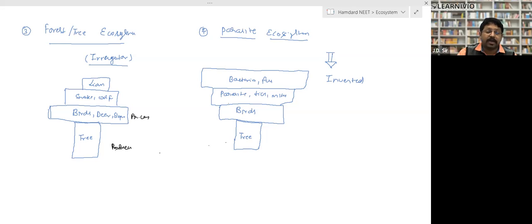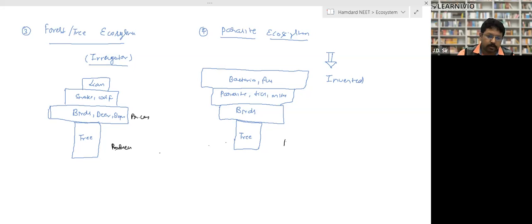So every time in the next trophic level, the number of organisms is increasing. By this way, in the parasite ecosystem, the pyramid of number becomes inverted. It becomes just upside down, right? So the pyramid of number is also not working over here. So please note it down.